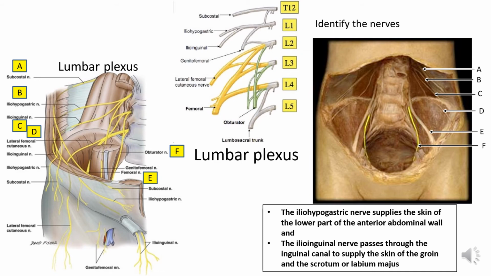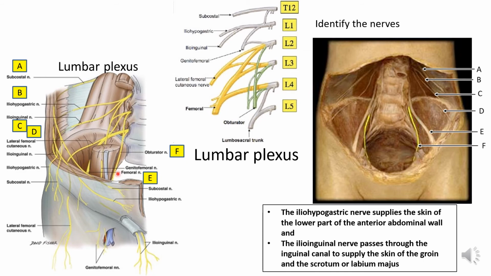Here is the subcostal nerve, which comes from T12, the iliohypogastric nerve, and ilioinguinal nerve. This is the lateral cutaneous nerve of the thigh and the genitofemoral nerve. Here are two major nerves of the lower extremity, the femoral nerve, which emerges lateral to psoas major, and another one, the obturator nerve, emerging medial to it.